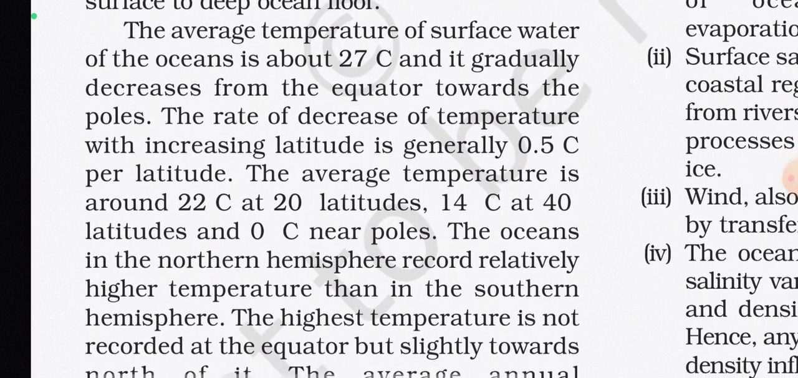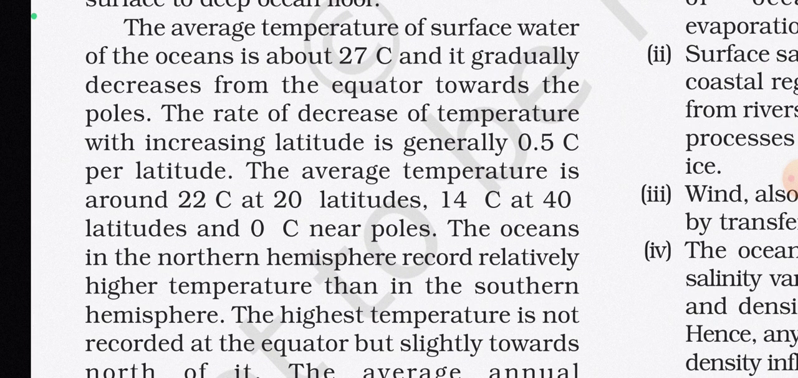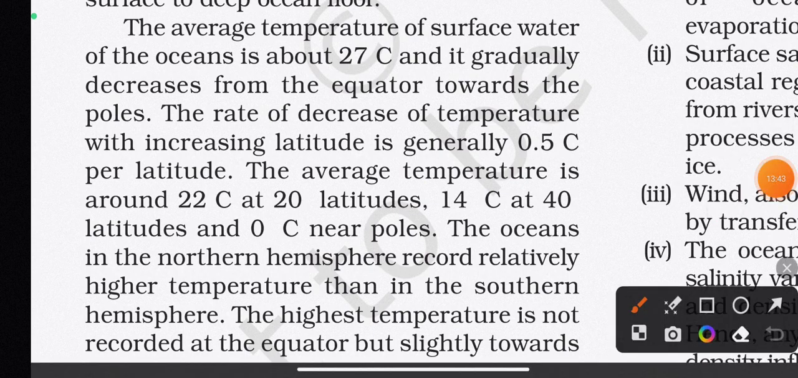द एवरेज टेम्परेचर ऑफ सरफेस वाटर ऑफ द ओशन इज अबाउट 27 डिग्री सेल्सियस. ये भी याद रखने वाली बात है कि एवरेज टेम्परेचर ऑफ द सरफेस वाटर इज 27 डिग्री सेल्सियस एंड इट ग्रेजुअली डिक्रीजेज फ्रॉम द इक्वेटर टुवर्ड्स द पोल्स. द रेट ऑफ डिक्रीज ऑफ टेम्परेचर विथ इंक्रीजिंग लैटिट्यूड इज जनरली 0.5 डिग्री सेल्सियस पर लैटिट्यूड.